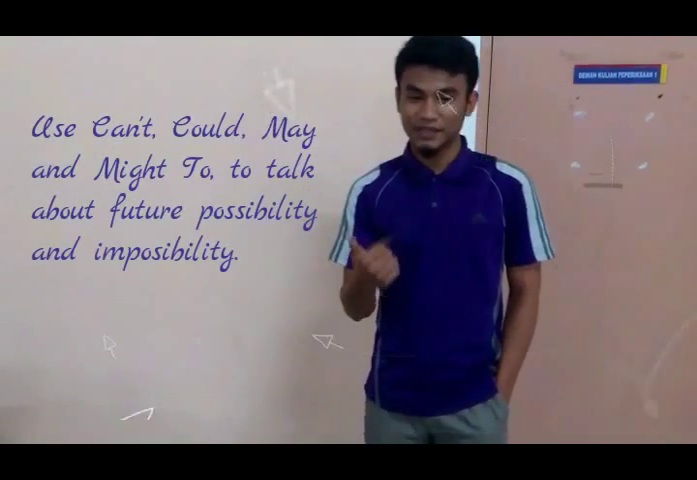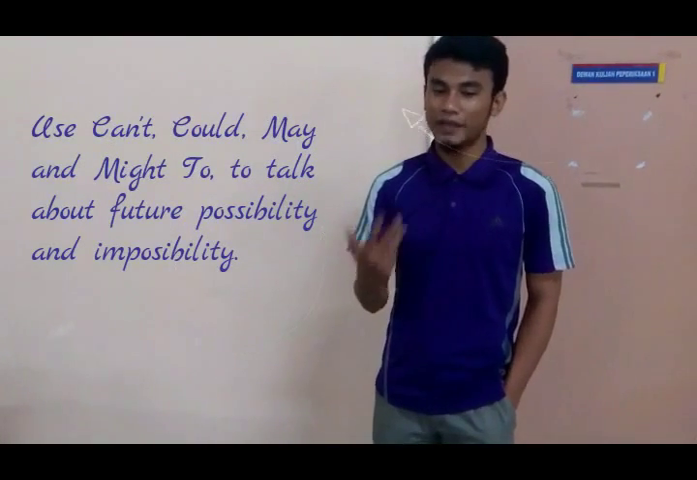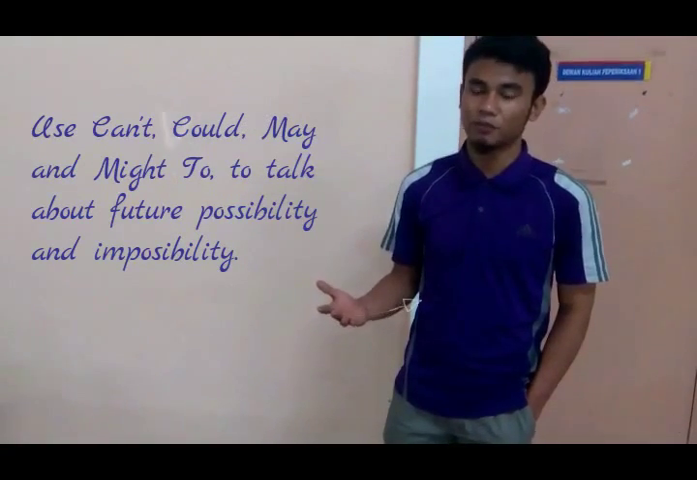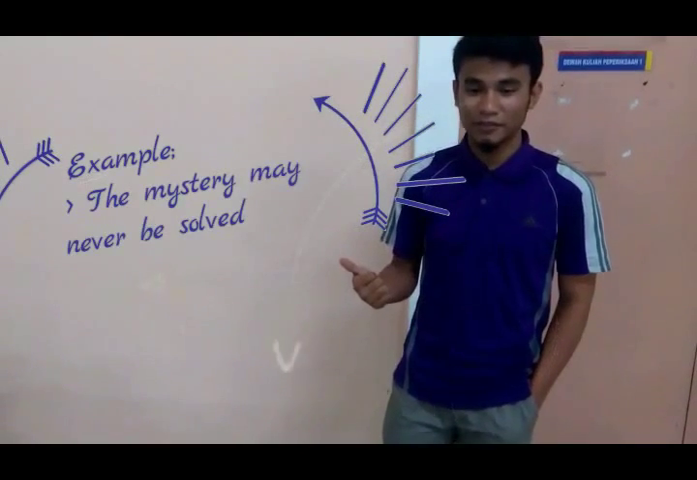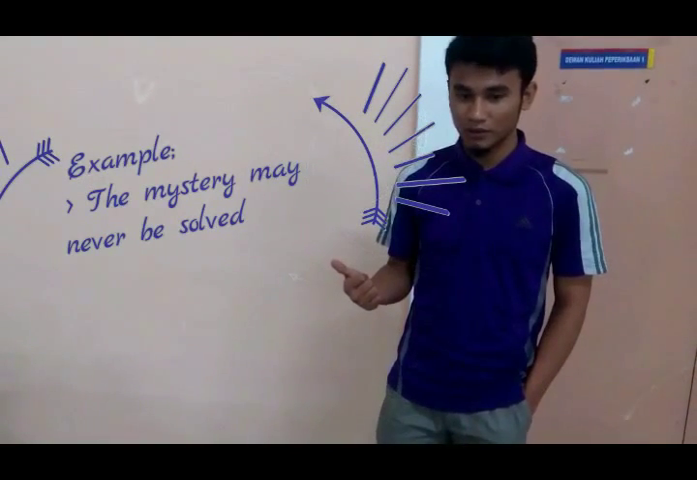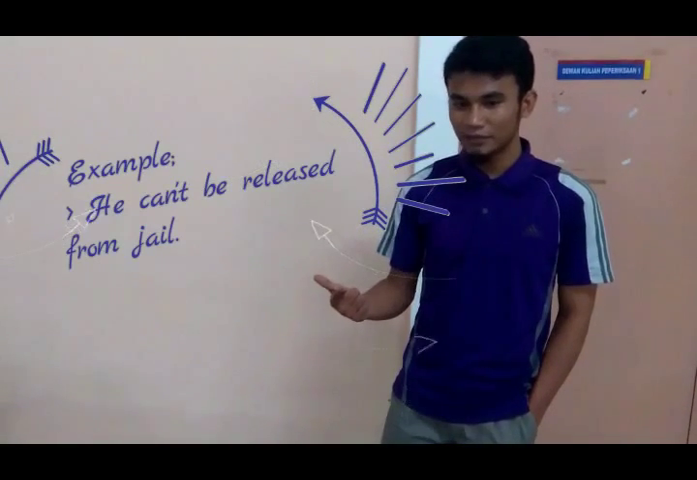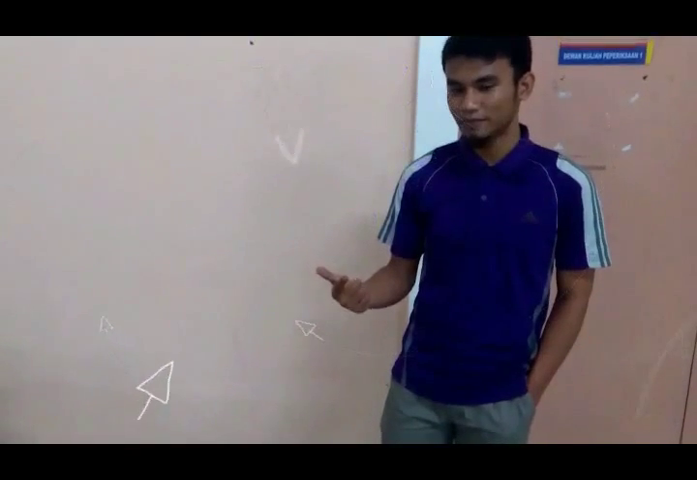Next, use can, could, may, and might to talk about future possibility and impossibility. The mystery may never be solved. That is the example of the sentence. And the second example is: He can be released from jail.